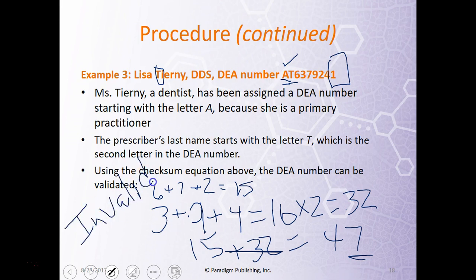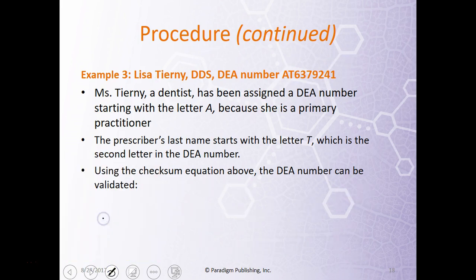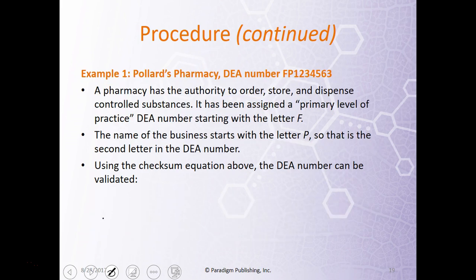So you would mark invalid, and what would make it correct is if the validation number was a 7. So let's erase this and look at the slide. So we see verification should have been a 7.